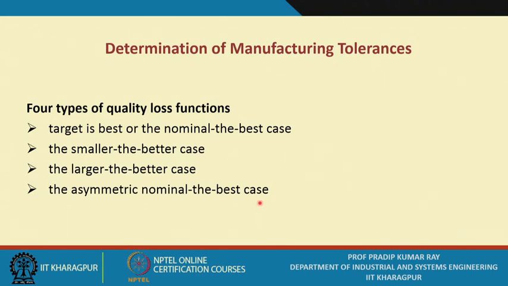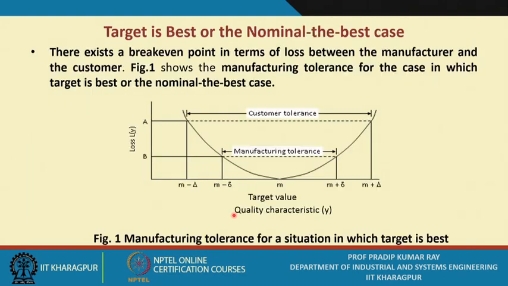Today you must know how to determine the manufacturing tolerance against each of the 4 types of quality characteristics. Here, for the case when the target is best, or nominal is the best, how to represent the manufacturing tolerance? For the given quality characteristic y, you have the nominal dimension m, and you specify the customer tolerance with the upper specification limit at a distance of plus capital delta from m, and the lower specification limit at a distance of minus delta from m.